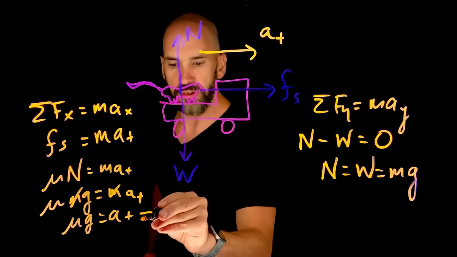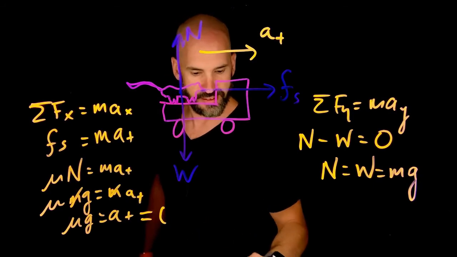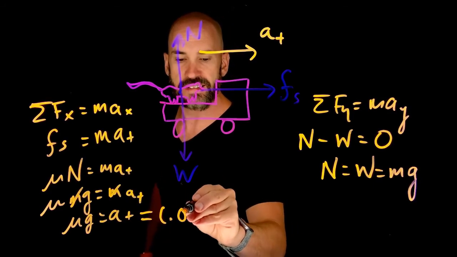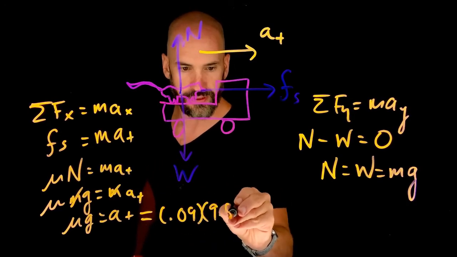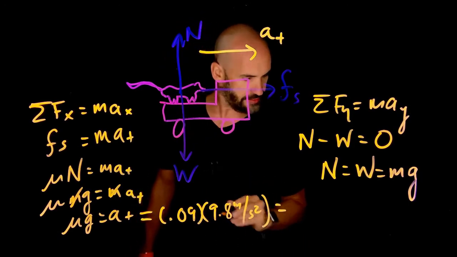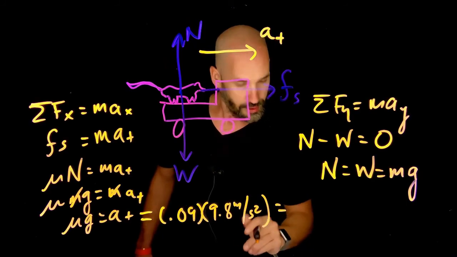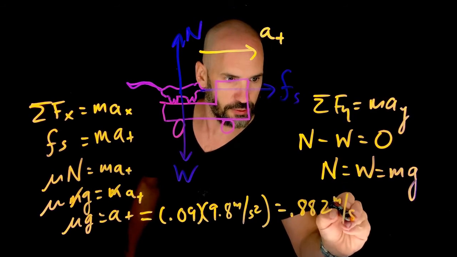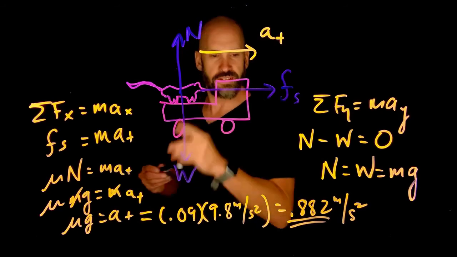In other words, this truck cannot accelerate faster than, it says that the coefficient of static friction is 0.09. It cannot accelerate faster than 0.09 times gravity, which is 9.8 meters per second squared. When I multiply these, I get 0.882 meters per second squared. So this is what this tells us.